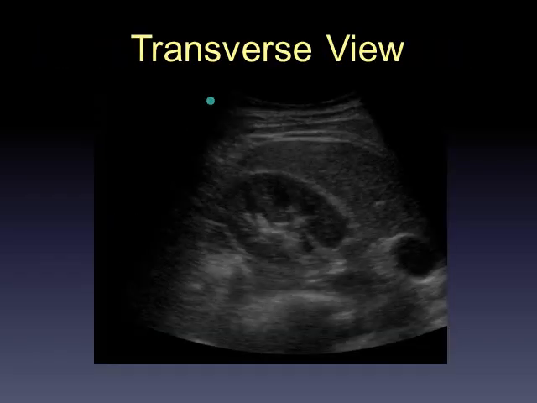And here they are in the transverse view. Just note the roughly circular appearance of the kidney. So we find the transverse view by attaining the longest longitudinal view and then just rotating the probe 90 degrees with the probe marker pointing towards the roof, or the anterior, of the patient.